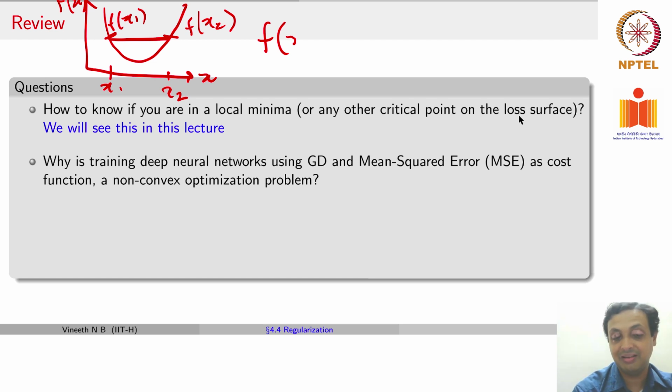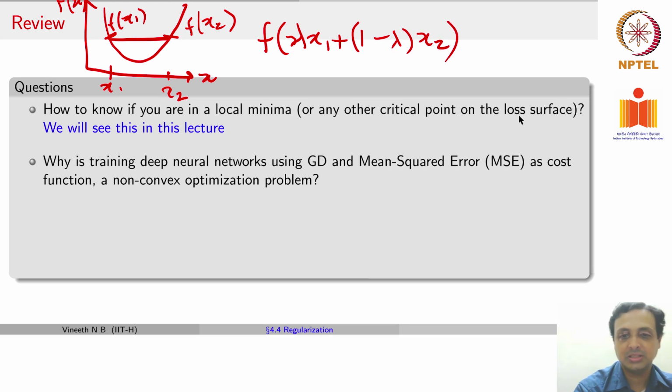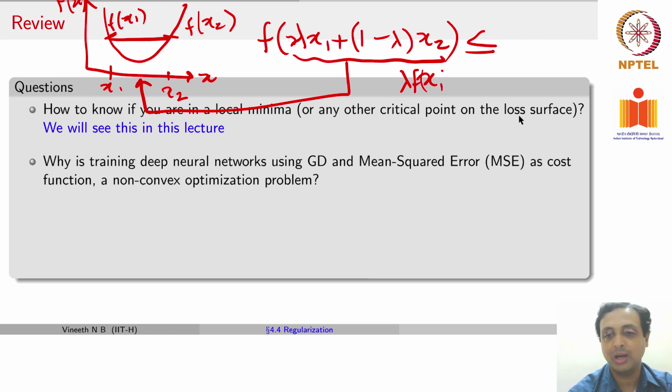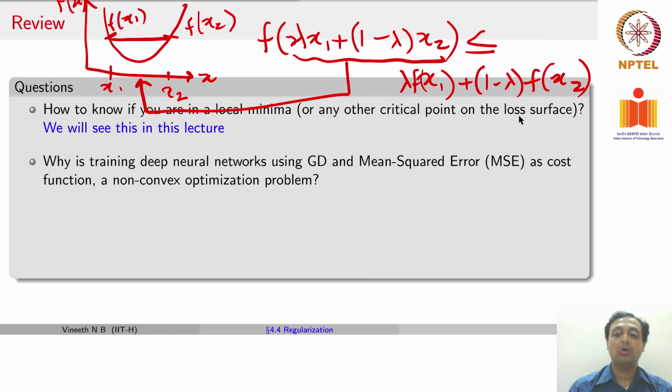Mathematically speaking, any combination between x1 and x2, let's call it lambda times x1 plus 1 minus lambda times x2, is a point lying between x1 and x2. So f of lambda x1 plus 1 minus lambda x2 will always be less than or equal to lambda f of x1 plus 1 minus lambda f of x2. That's the definition of a convex function.